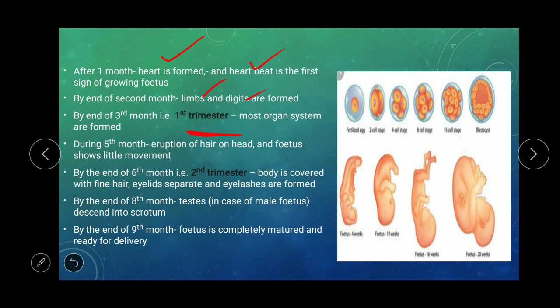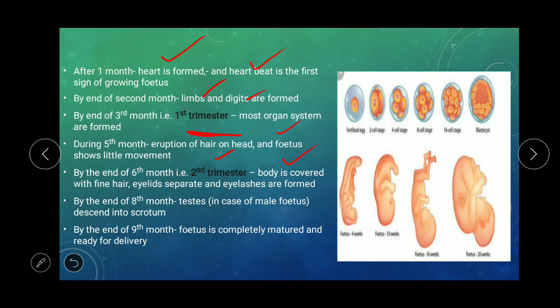By the end of the first trimester, that is the third month, what happens? Most of the organ systems are formed, that is the digestive, respiratory, etc. During the 5th month, eruption of hair will take place on the head. The fetus will bear small hairs on the head, and the fetus shows little development in the amniotic fluid. As you have seen, the amniotic fluid surrounds the fetus, and this provides cushion to the baby for movement, or you can say it protects the baby from injury.